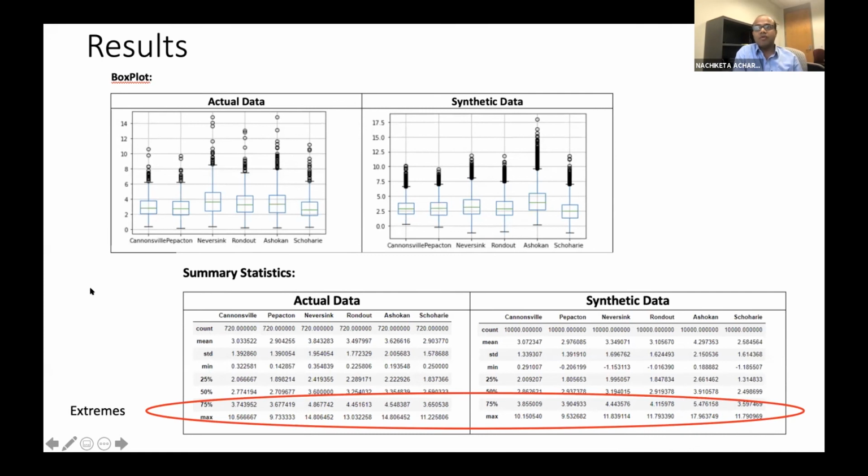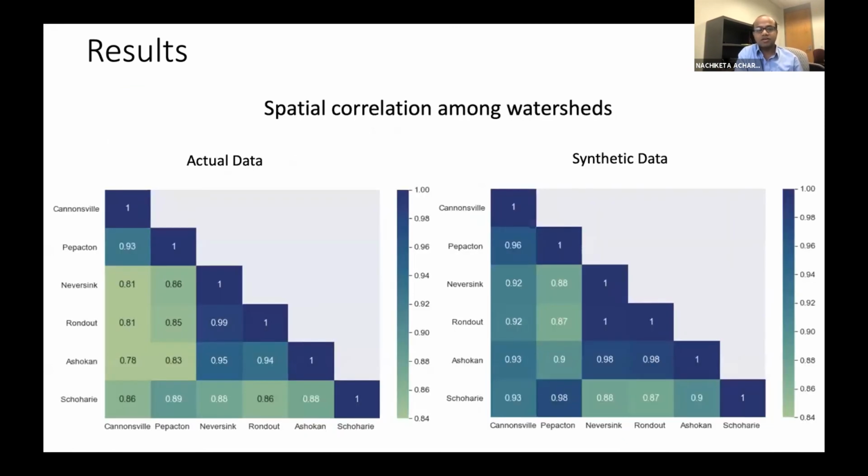Now, as our main goal was to capture the correlation among the watersheds, we also calculated the correlation among different watersheds from the actual and the synthetic data. And you can see it amazingly captures all this correlation. And if you see a little difference, it's actually not significant at all. It's like 0.93 versus 0.96. And it can also be improved if we tune more hyperparameters or parameters.